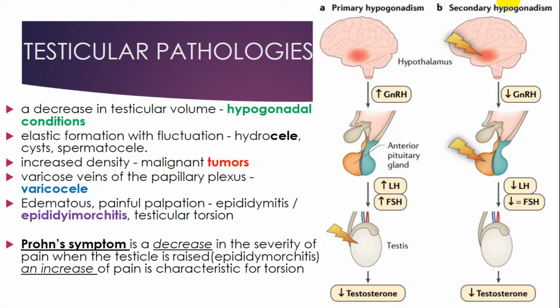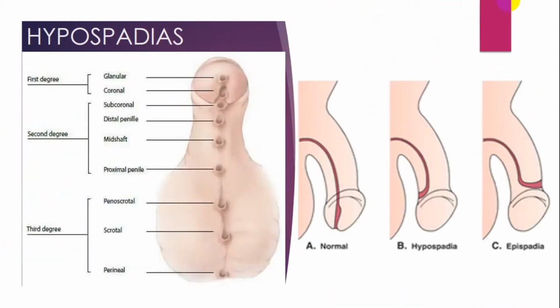Varicose veins of the pampiniform plexus can be a sign of varicocele, and edematous painful palpation can be a sign of epididymitis, epididymo-orchitis, or testicular torsion. You should remember about the Prehn sign and differentiate situations such as epididymo-orchitis and torsion. As you see, with decrease of pain we can think about epididymo-orchitis, and with increasing pain, testicular torsion. The next one is hypospadias.